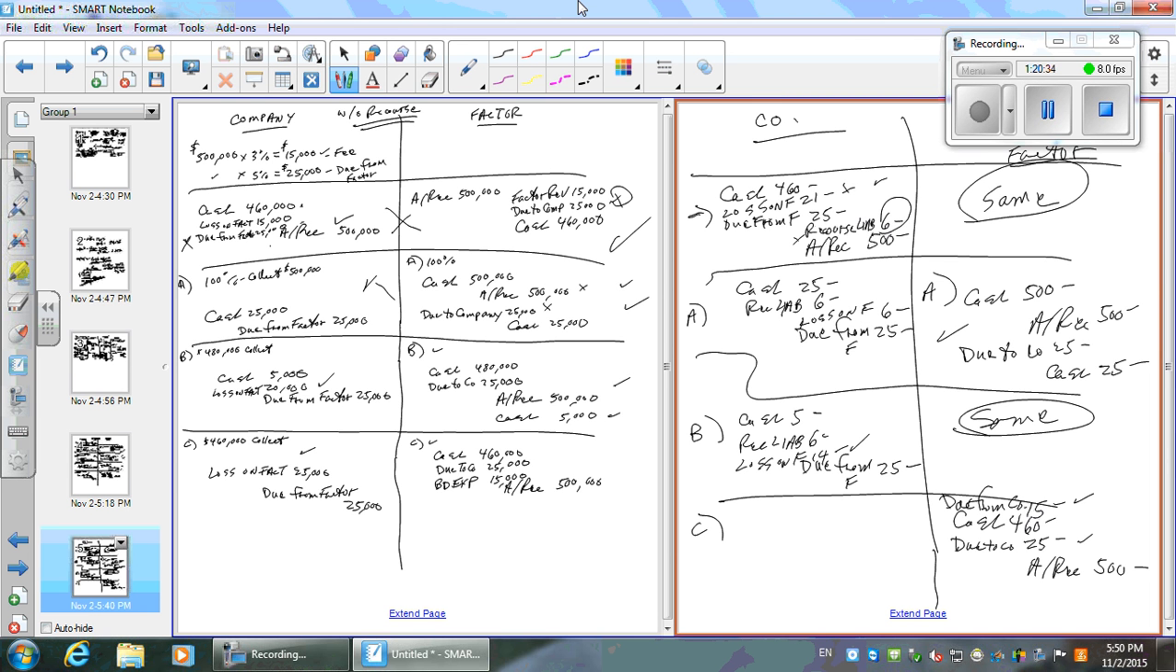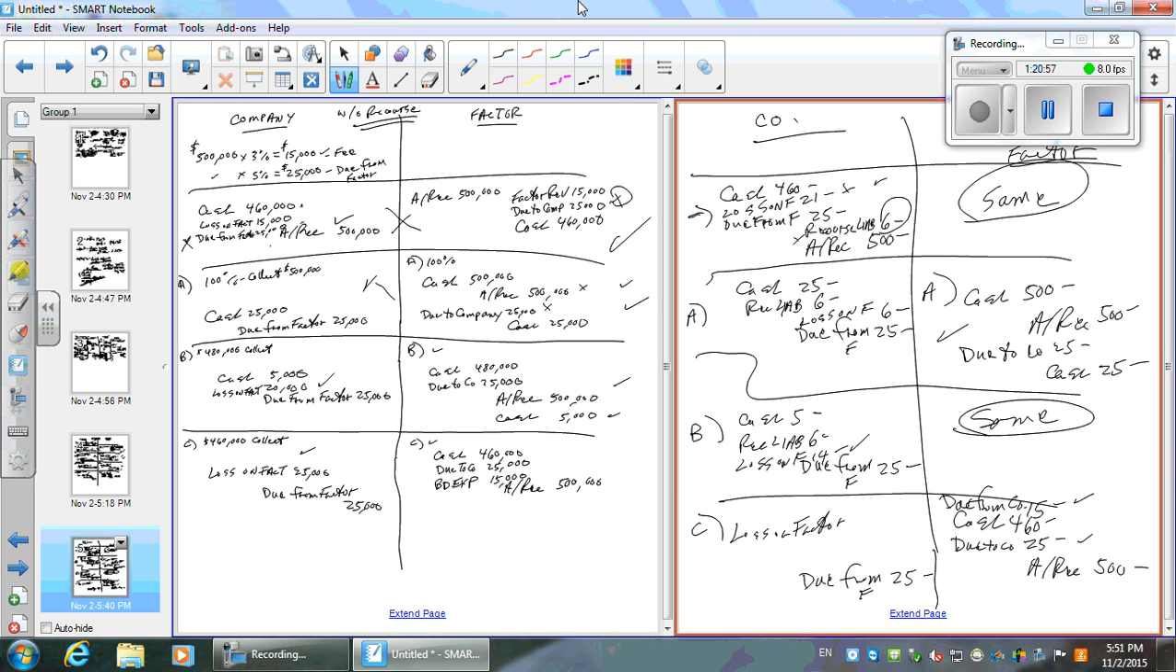You have a loss on the factor. They're going to have loss on factor. What else are they going to have? Get rid of due from factor going to go away? Yeah. How much is that? Still 25, right? You're going to have to get rid of their 25,000 due from.